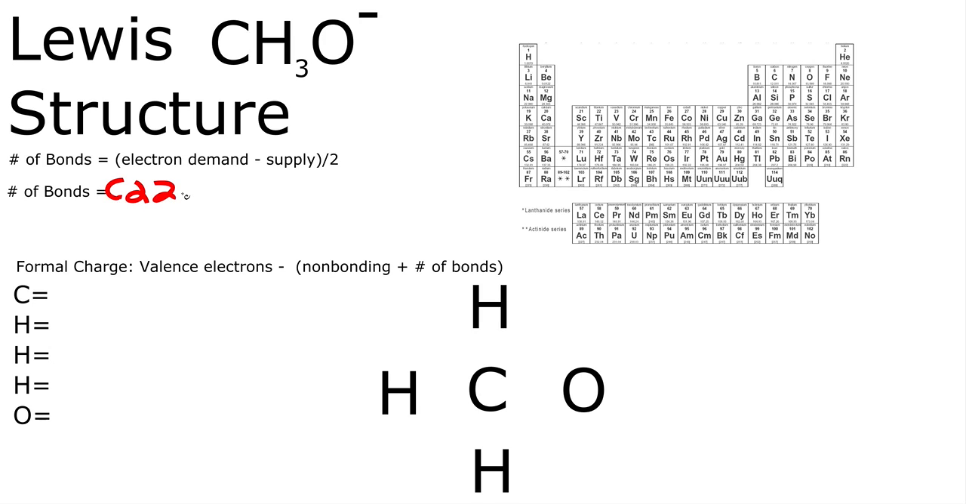So 22 minus our supply, which is how many valence electrons each atom will contribute to the molecule. Hydrogen is in group 1, so it will contribute 1 valence. So these 3 contribute 1. Carbon is found in group 14, so that's going to contribute 4. Oxygen is in group 16, so that will contribute 6. So 6 plus 4 is 10, 11, 12, 13.